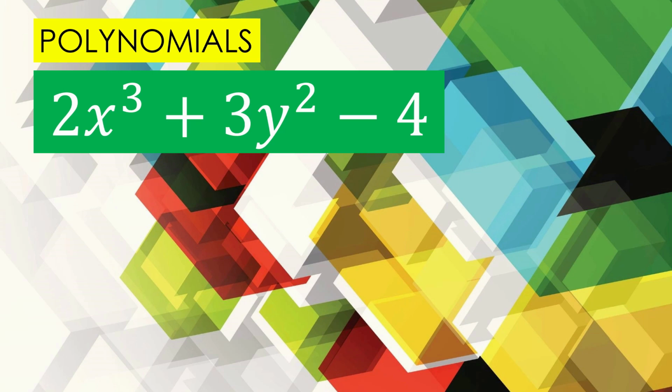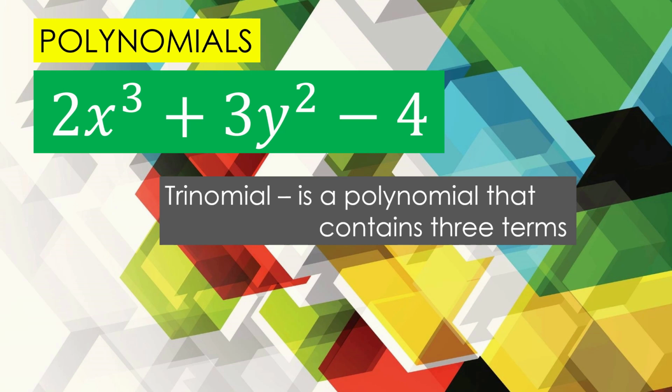2x cubed plus 3y squared minus 4 is example of trinomial. Trinomial is a polynomial that contains three terms. First term, second term, and the third term.